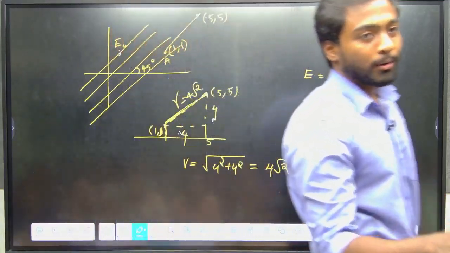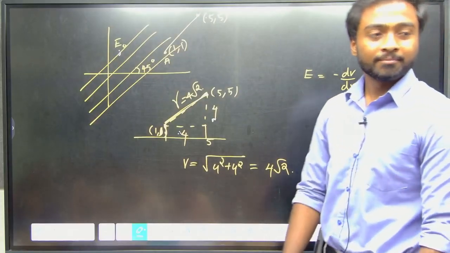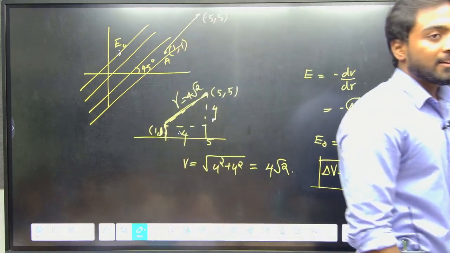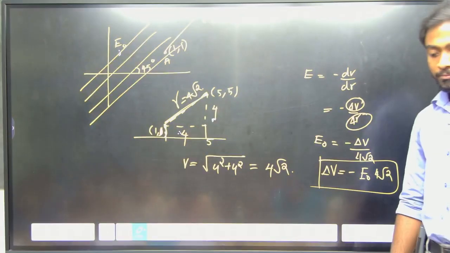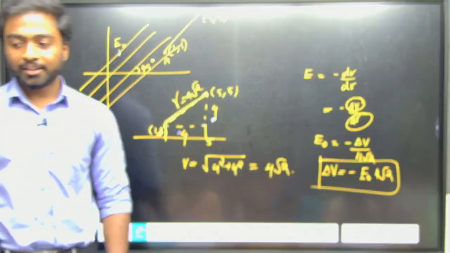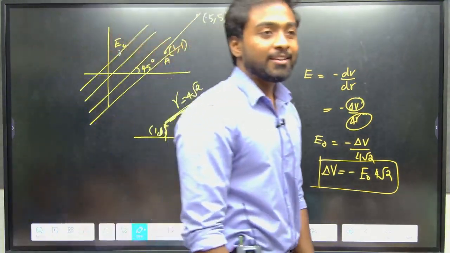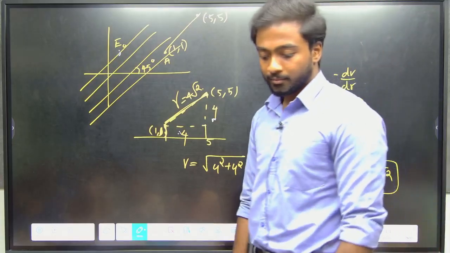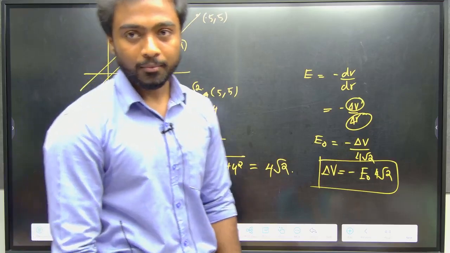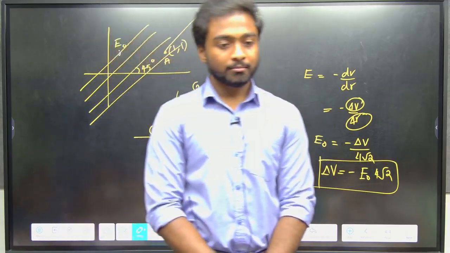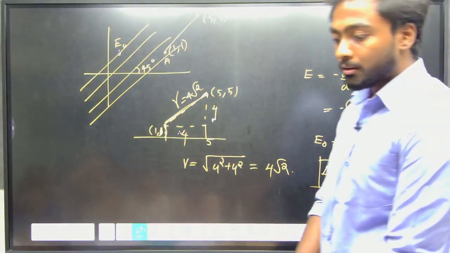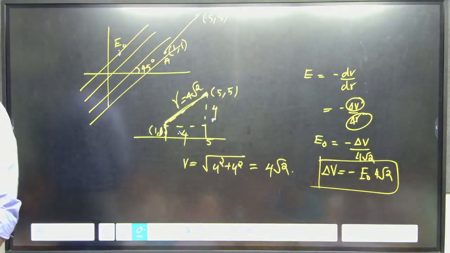One homework question, you can do it. Okay, partial differentiation. V is equal to minus 5x square plus 3y plus 15z cube. Find the electric field.